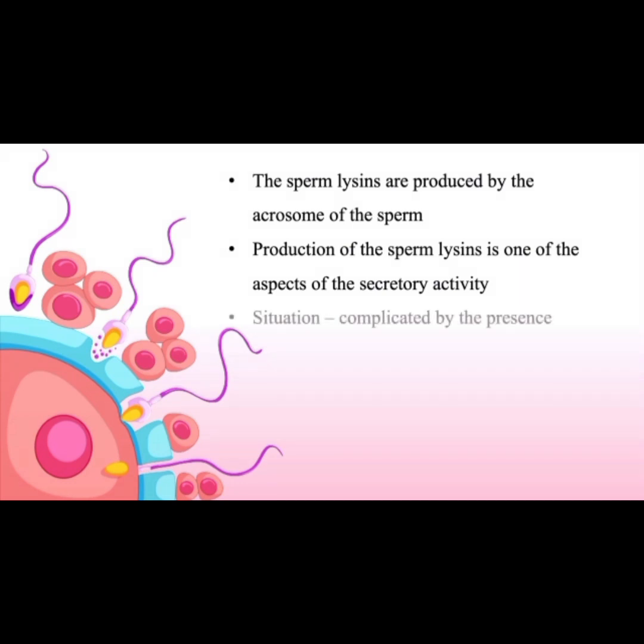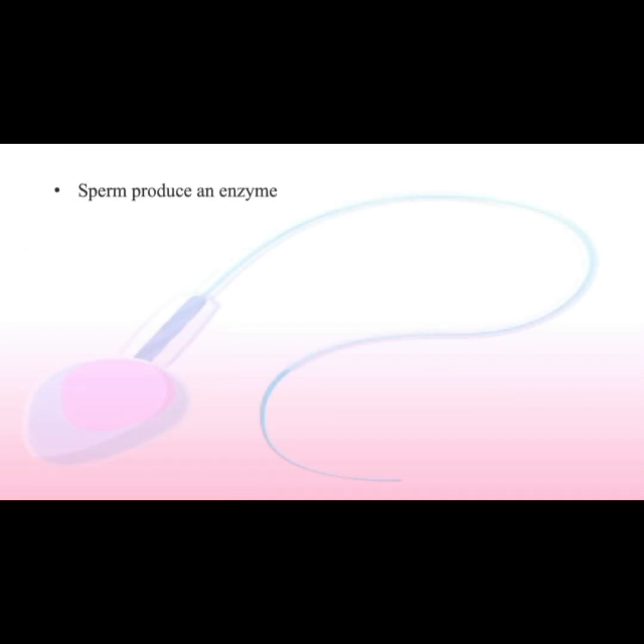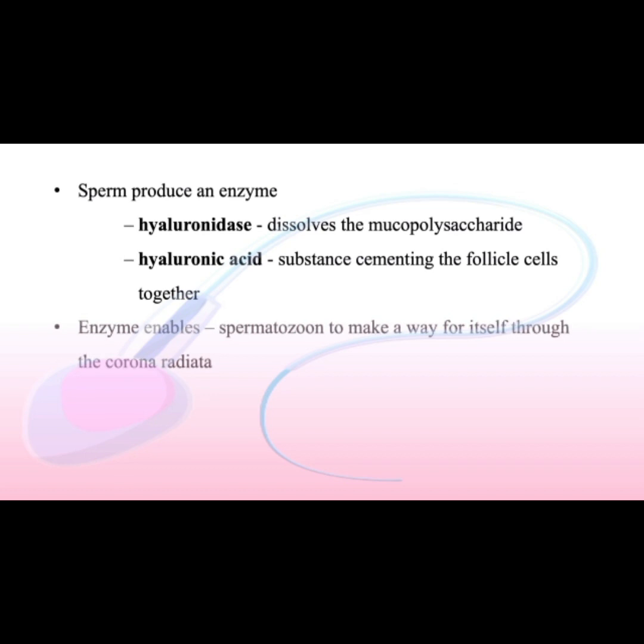The situation is complicated by the presence around the egg membrane, the zona pellucida, of a layer of follicle cells, the corona radiata, which the egg carries with it when it leaves the ovary. The spermatozoon has to pass through this layer on its way to the egg. The sperm produce an enzyme, hyaluronidase, which dissolves the mucopolysaccharide, hyaluronic acid, the substance cementing the follicle cells together. The enzyme thus enables the spermatozoon to make way for itself through the corona radiata.